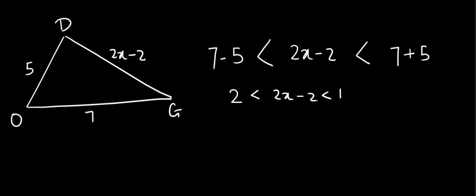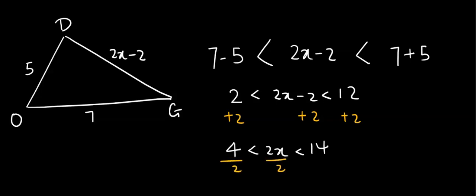7 plus 5, 12. Alright, we're going to isolate x by adding 2, add 2, add 2. We're going to have 4, 2x, and we're going to have 14. Now, we're going to divide by 2, divide by 2, divide by 2. Now, we have 2 and x and 7. Let's read aloud. We have x is greater than 2 and less than 7. This is the AND situation.